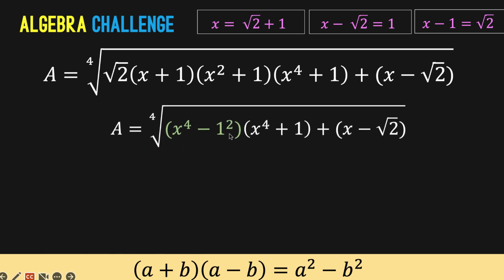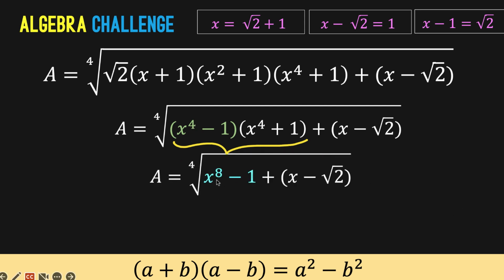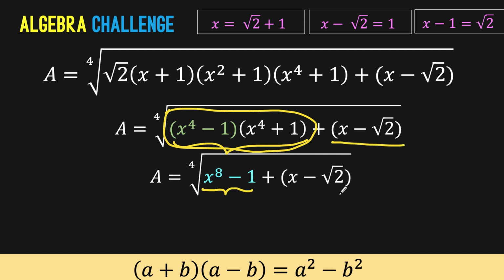This 1 squared is equal to 1. So this means that this part here again can be simplified using this special product, and that is equal to the square of x to the fourth, which is x to the 8th, minus the square of 1, which is also 1. So this part here is now this blue expression, and we just copy the remaining quantities.